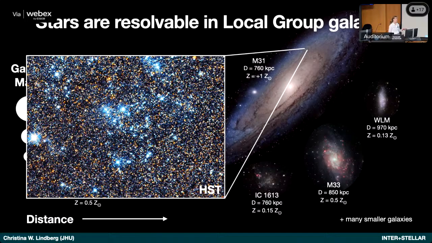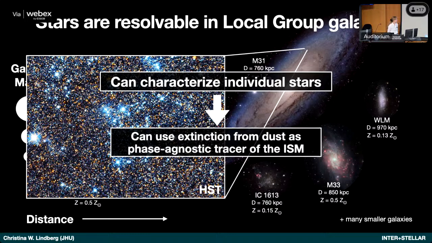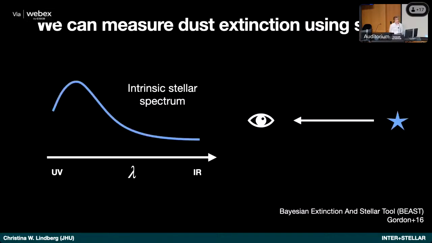Off the top of my head, 3 megaparsecs is roughly where we start to struggle in terms of resolving stars, but we can go into the outskirts of galaxies and do lots of cool stuff there. What's critical is that if we can characterize individual stars by resolving them, we can infer the amount of extinction through their spectral energy distribution, and thereby use dust extinction as a phase-agnostic tracer of the ISM, similar to how we're doing things in the Milky Way.